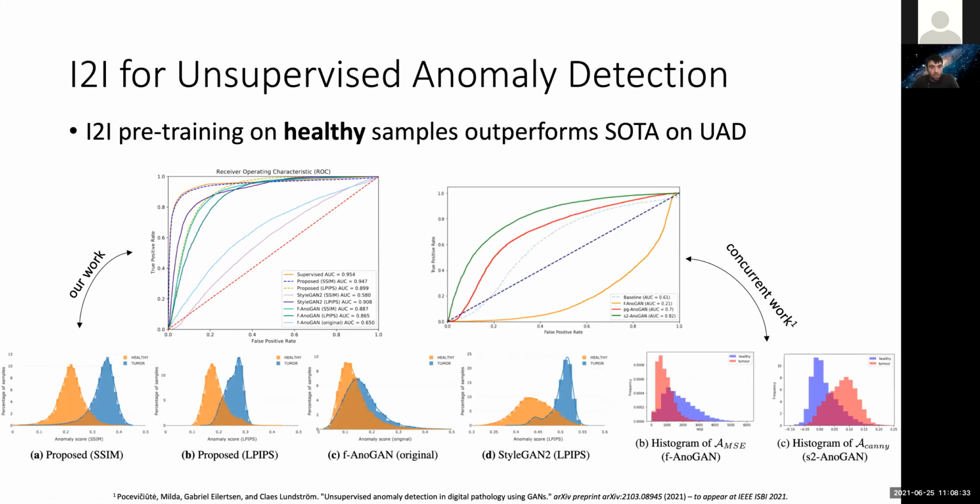So if we look at the results that we have obtained for such an unsupervised anomaly detection approach, we performed the experiments on the Camelyon dataset. We pre-trained the model just on healthy samples, and then evaluated the reconstruction ability on healthy and cancer samples with different distance metrics. The reconstruction error distribution, or let's call it anomaly score, for those different metrics is presented in the graphs below. We can see that the two distributions are quite well separated with the proposed method, while, for example, AnoGAN fails to sufficiently separate the two distributions.